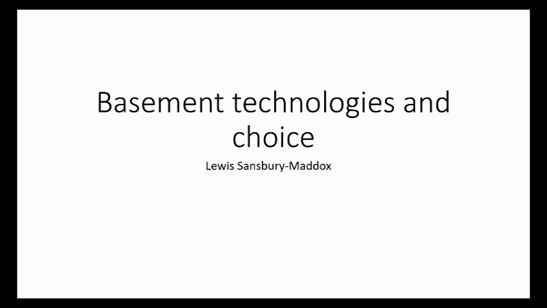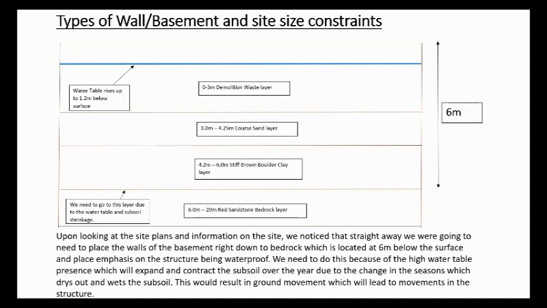Hello, my name's Lewis and I'm going to be doing basement technologies. Upon looking at the site plans, we realised that we would need to place the basement walls right down to the bedrock layer at 6 metres due to the high groundwater table, which will cause expansion and contraction within the subsoil, resulting in ground movement.